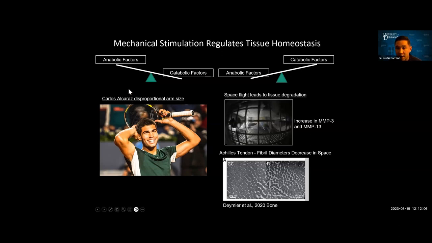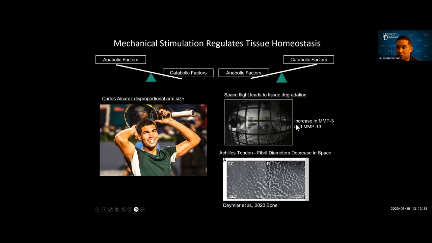Now, on the opposite end of the spectrum, when there is underloading or understimulation of the tendon, there is a predominance of catabolic factors, which will lead to pathological changes to the tendon. So such as space flight here. This space flight leads to tissue degradation, and these are mice that have been brought to space. They don't exist in gravity. So what happens here is that the tendons start to degrade because there's a lack of mechanical stimulation.